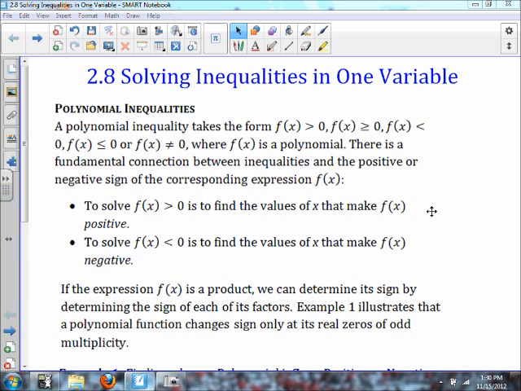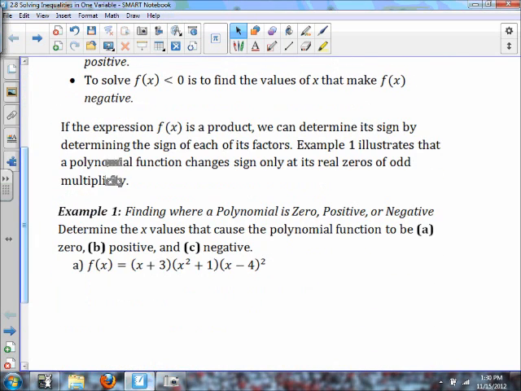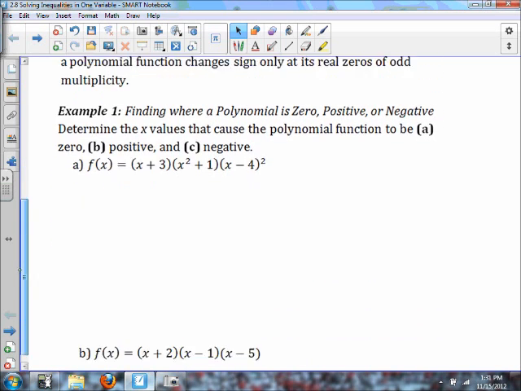To solve f of x greater than 0 is to find the values of x that make f of x positive. To solve it less than 0 is to find the values of x that make f of x negative. Now, if the expression of f of x is a product, we can determine its sign by determining the sign of each of its factors. Example 1 illustrates that a polynomial function changes sign only at its real zeros of odd multiplicity.